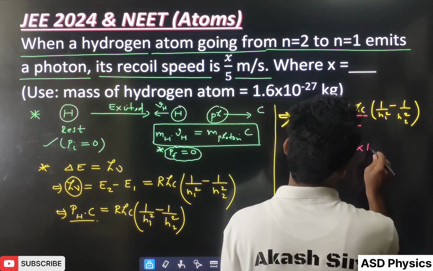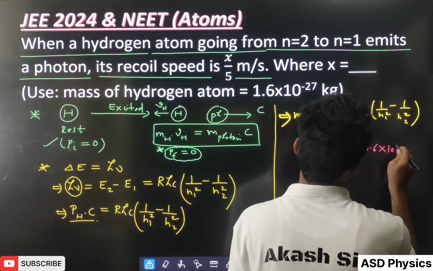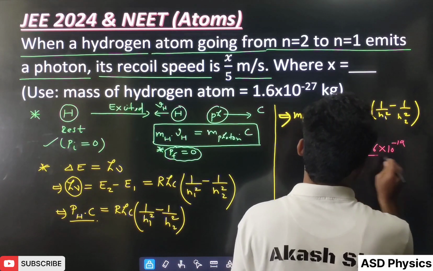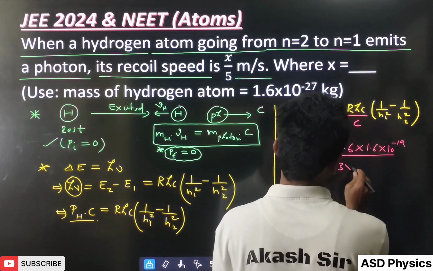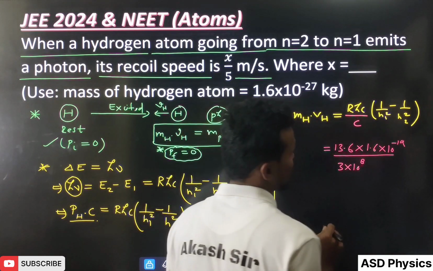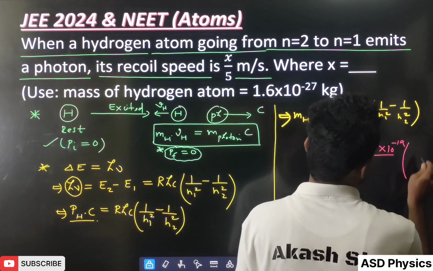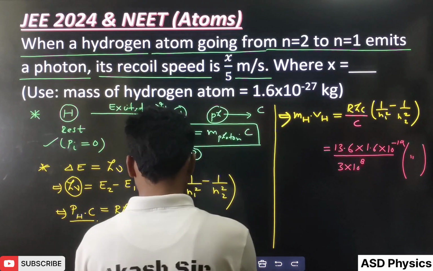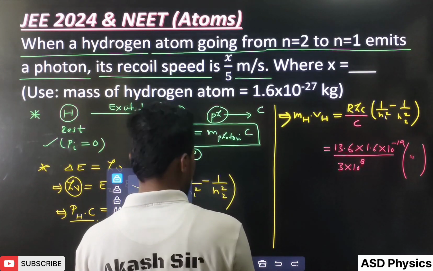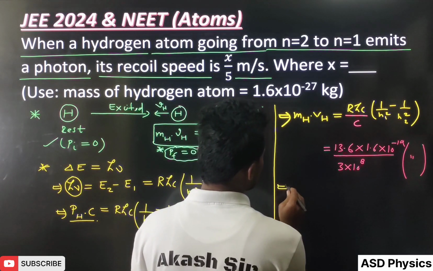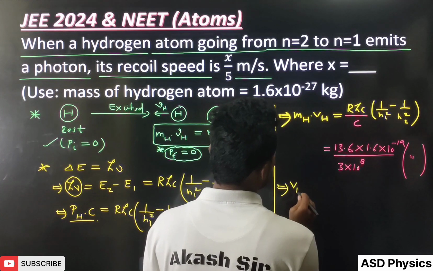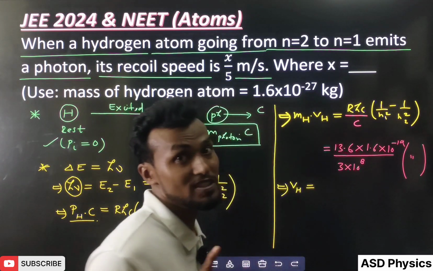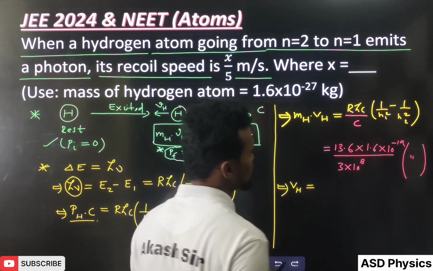That means 13.6 into 1.6 into 10 to the power minus 19, and c value how much here? 3 into 10 to the power 8. And this one as it is, 1 by n1 square minus 1 by n2 square. After that, the main game starts here. So if I write here, this recoil speed of the hydrogen atom is given by what? We have to just do the calculation here.